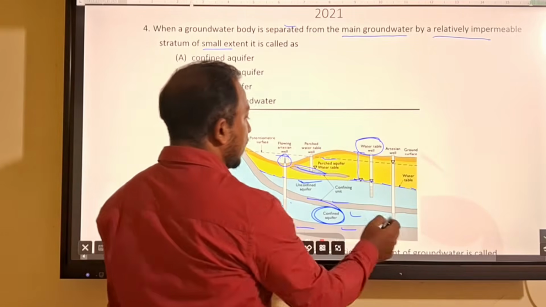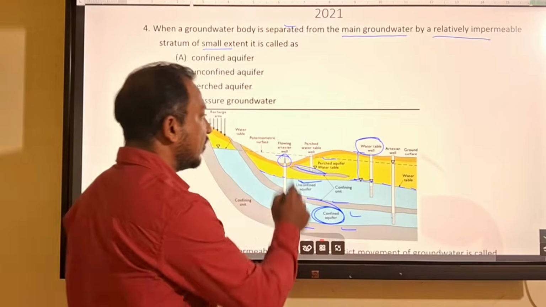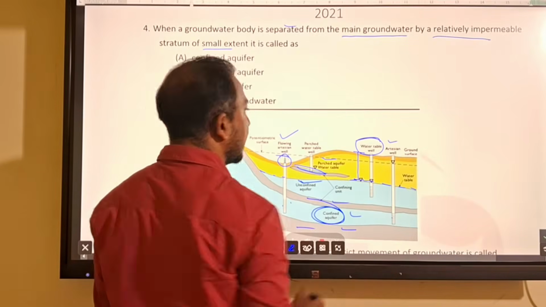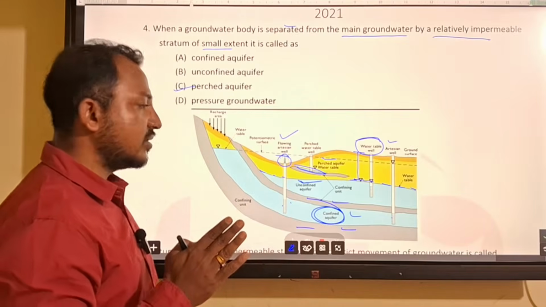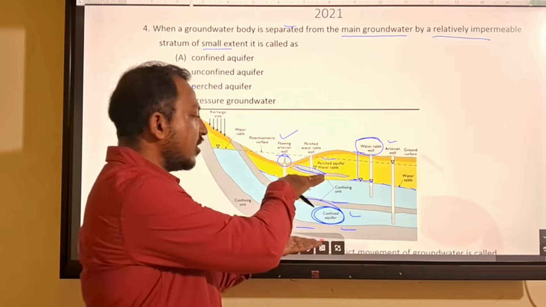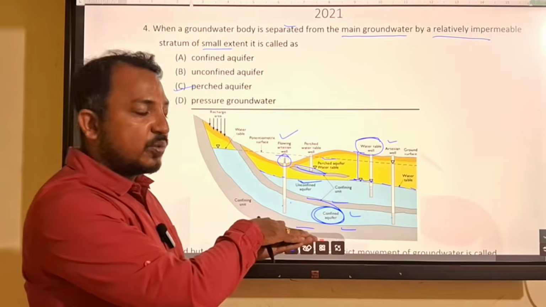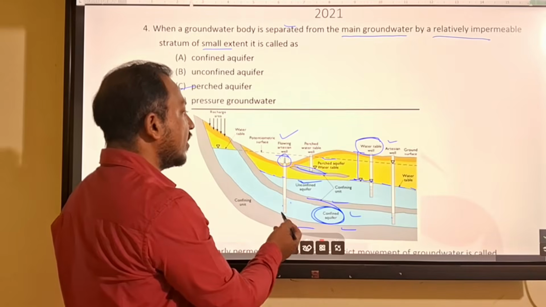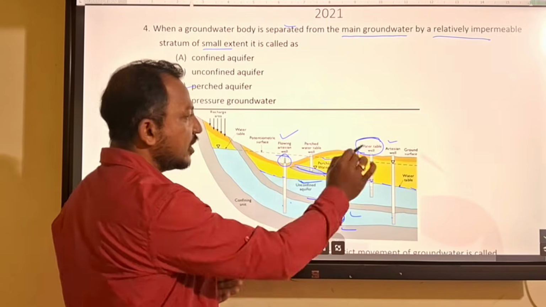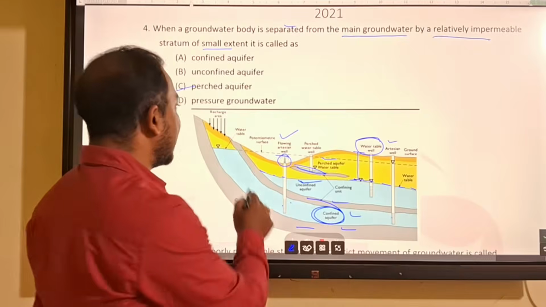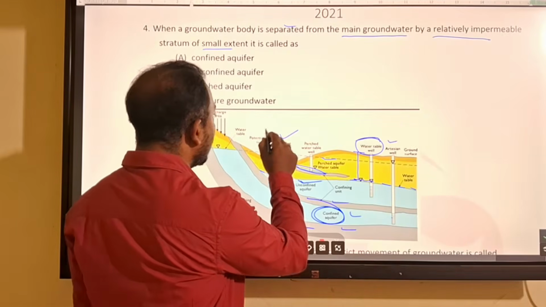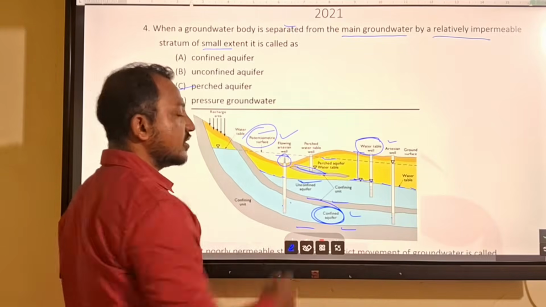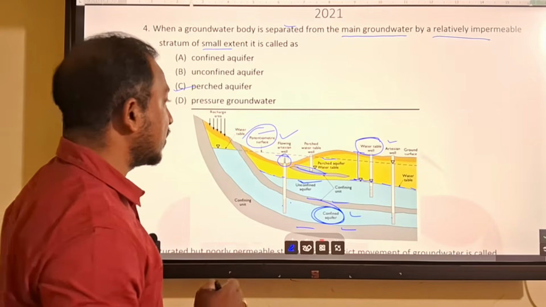So we have two types of artesian well: one is flowing artesian well, one is non-flowing artesian well. Because this confined aquifer is sandwiched between two layers, when you dig a well, water automatically rises to a particular level. That level is called the potentiometric surface or piezometric surface.